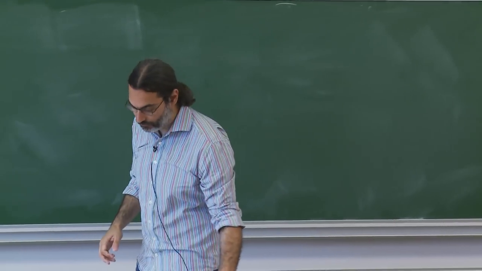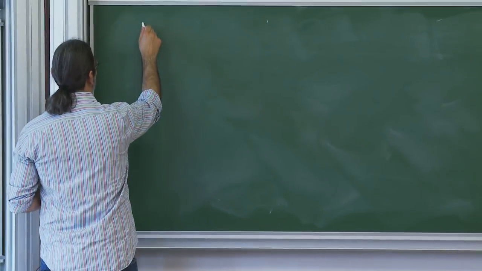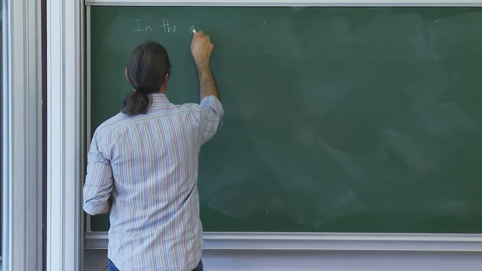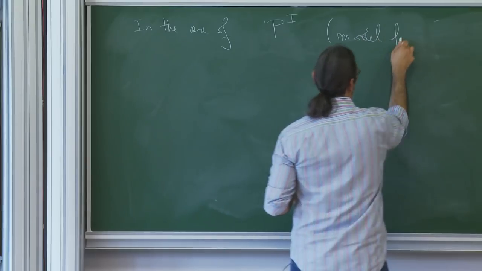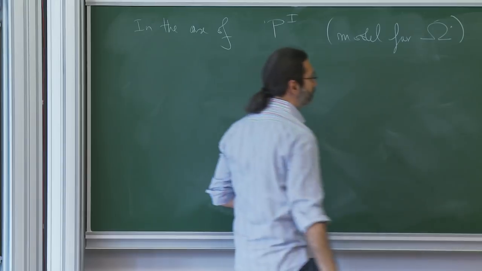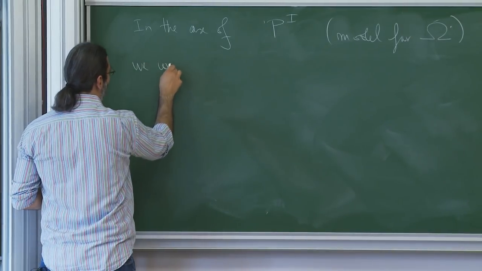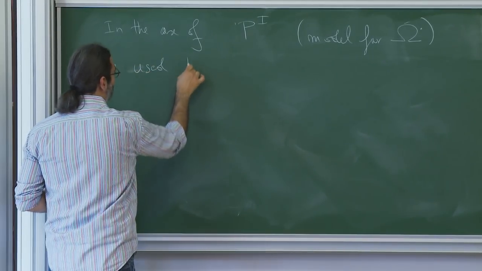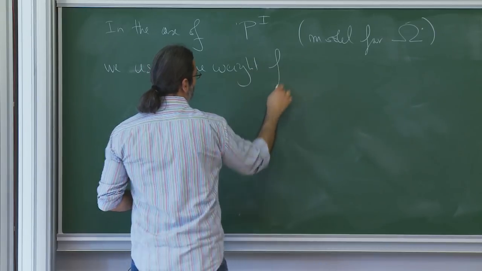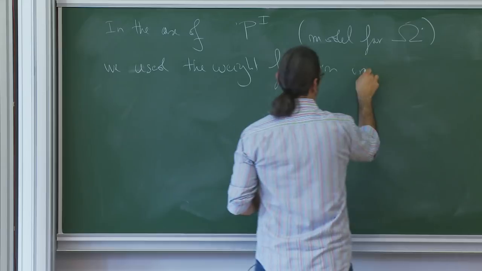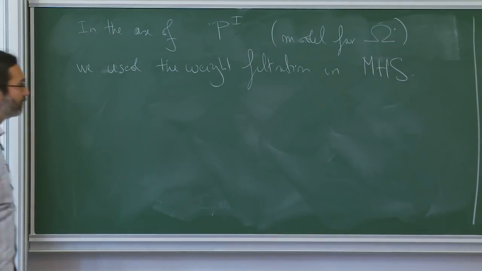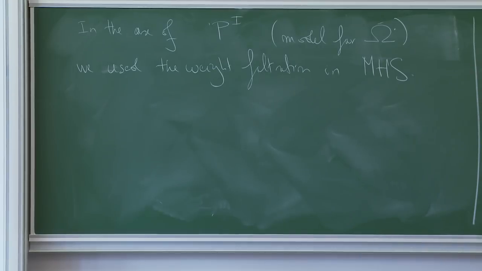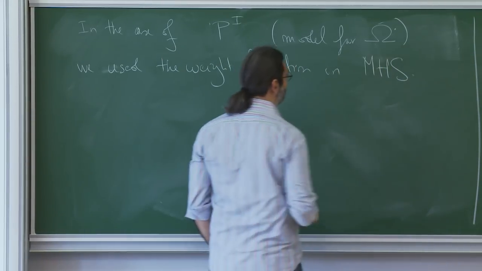Now this is a slightly different situation than before, so maybe let me remind you. In the case of P1, which was a model for the de Rham complex, not the de Rham spectrum, we used the weight filtration in the category of mixed Hodge structure, right? So we were working somehow over the point, and it was enough to construct this morphism from omega to the constant sheaf.